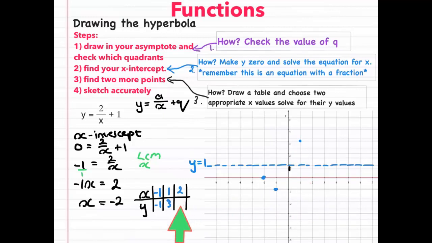So if x is 2, then we know that 2 divided by 2 is 1. 1 plus 1 is 2. So then y will be 2. So where will we find x, which is 2, and y is 2? That will be over here. And there we go. Okay, so now at least I know what the hyperbola needs to look like.